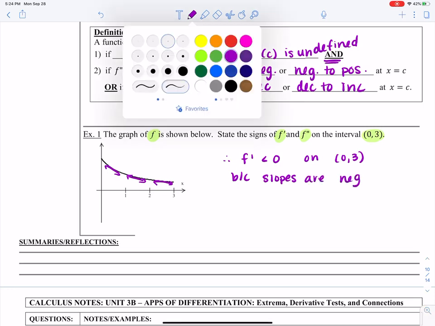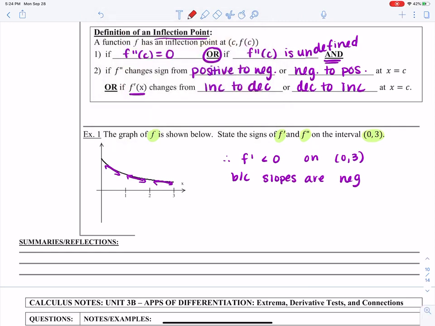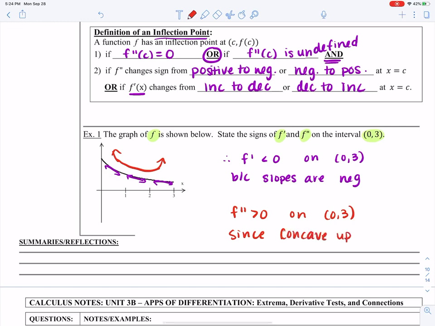If we look at the curvature of this function, I can tell that there is a slight concave up sort of behavior here, which would lead me to believe that the second derivative is in fact positive on the interval from 0 to 3, since the concavity of the graph is concave up, okay? Let's dive deeper.